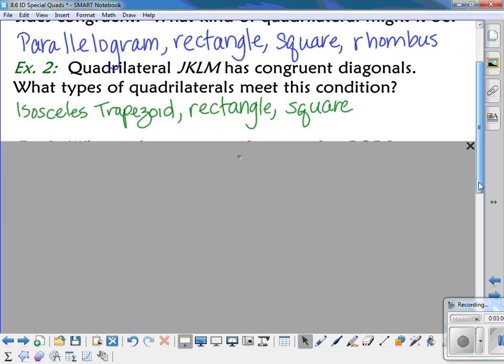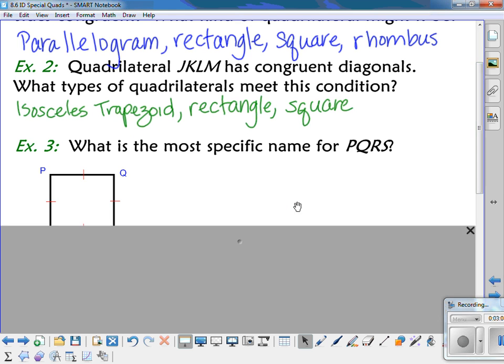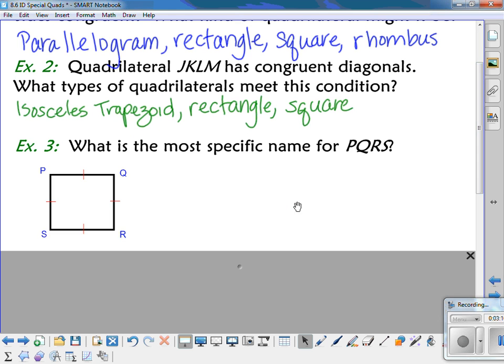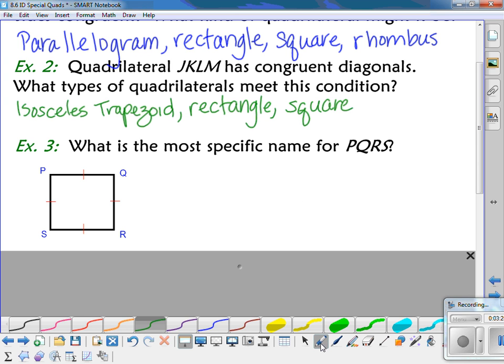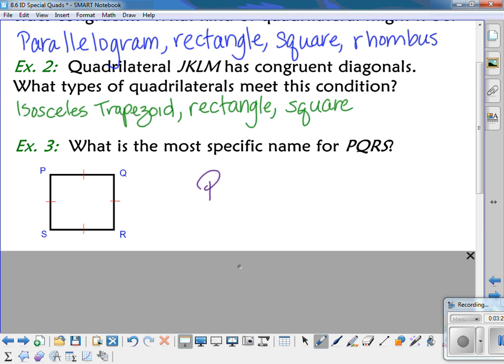All right, looking at the next example. Now I want to know what is the most specific name for quadrilateral PQRS. So for PQRS, it looks like a square, but the right angles are not marked. Therefore, I can't assume that it is a square, but I do see that all 4 sides are marked as congruent. So that means it's a rhombus.